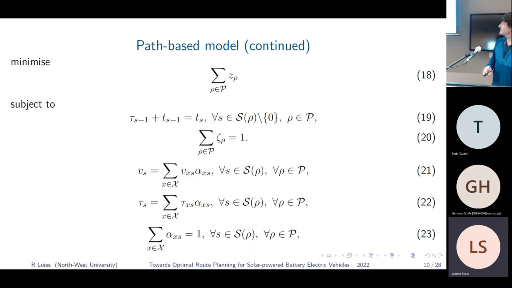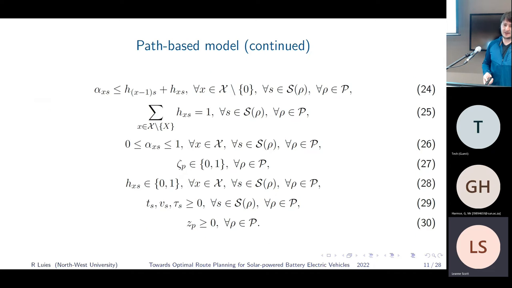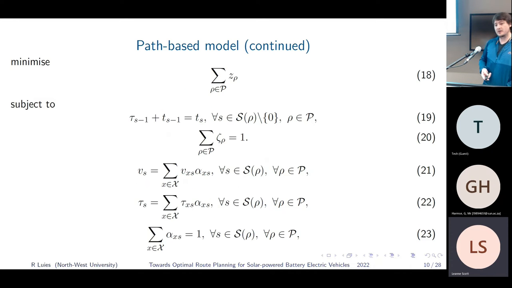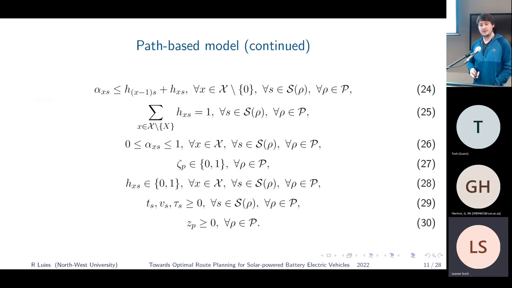So this is just a continuation of the path-based model. Also, just convexity constraints for the linearization. This is for each segment, but it's the same idea. Exactly the same idea. So this model, everything up to here is just the shortest path, basically, with some linearization constraints.